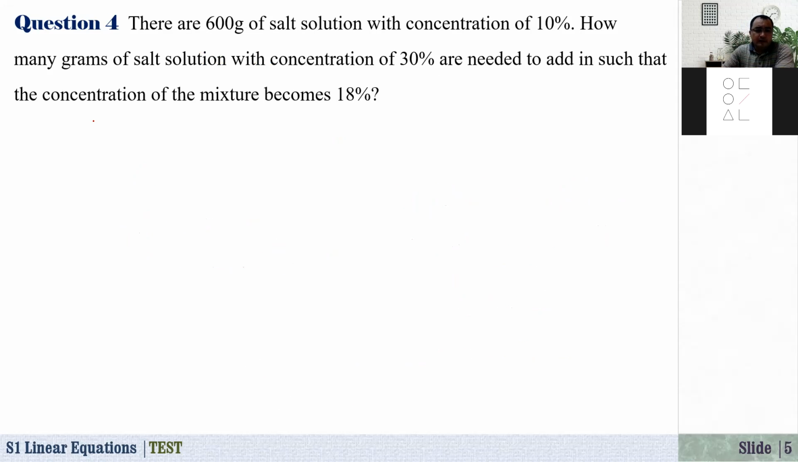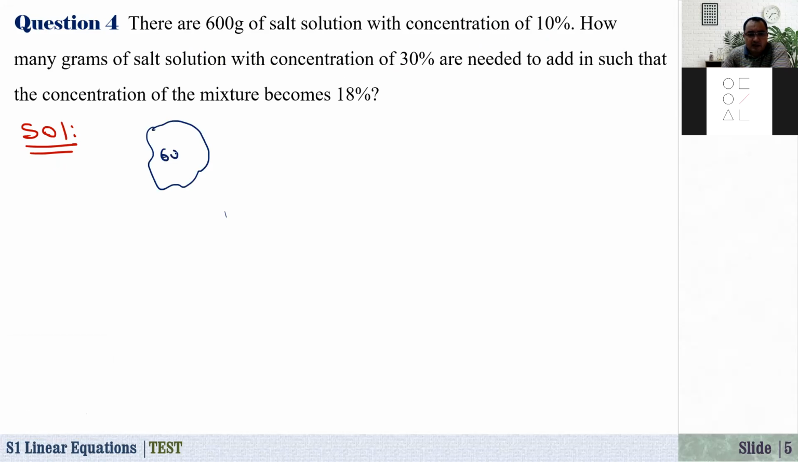Okay. Another problem related to chemistry, solutions. Solution is related to chemistry, right? There are 600 grams of salt solution with concentration of 10%. How many grams of salt solution with concentration of 30% are needed to add in such that the concentration of the mixture becomes 18%?